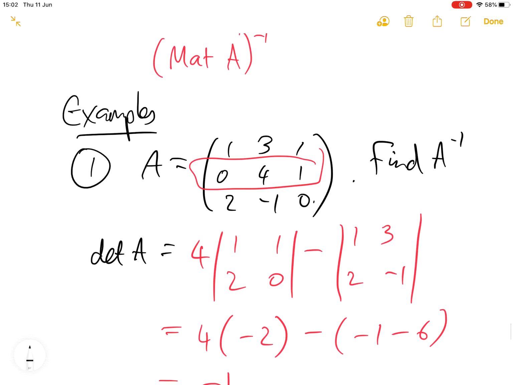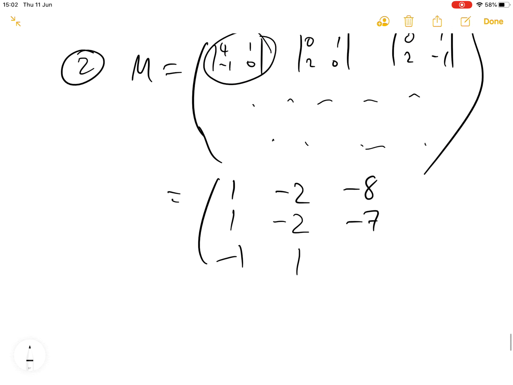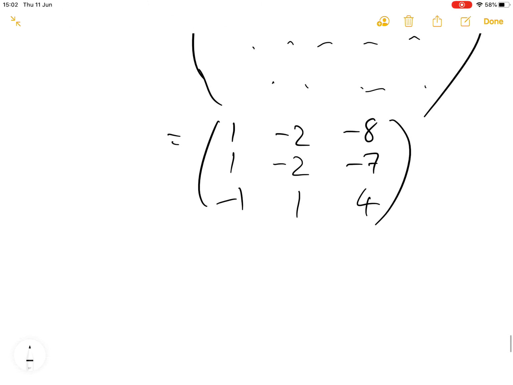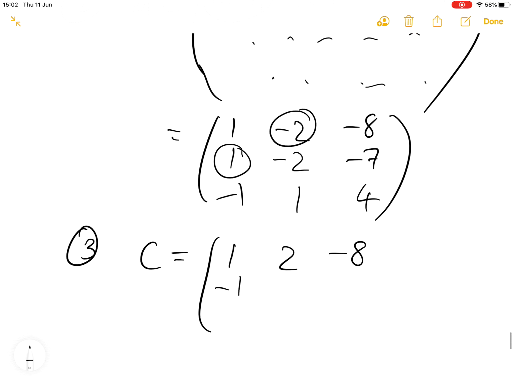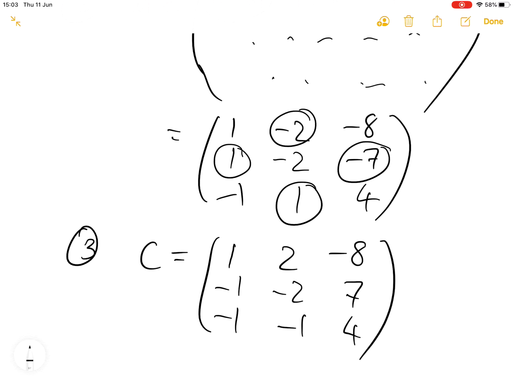And the minor corresponding to 0 here is 4. So that's the matrix of minors. And then, step 3, we can work out the matrix of cofactors. All we do is adjust this using the plus minus plus. So this changes to plus 2. This changes to minus 1. Minus 2 stays the same. The minus 7 becomes a plus 7. This 1 in the middle becomes a minus 1.